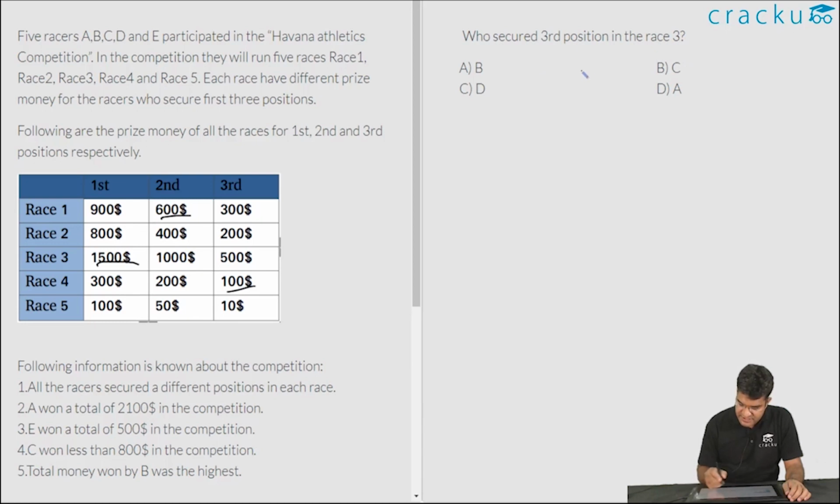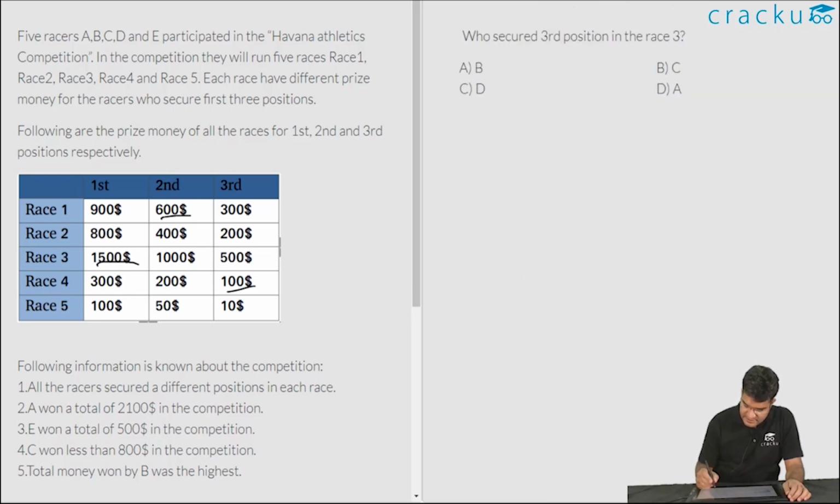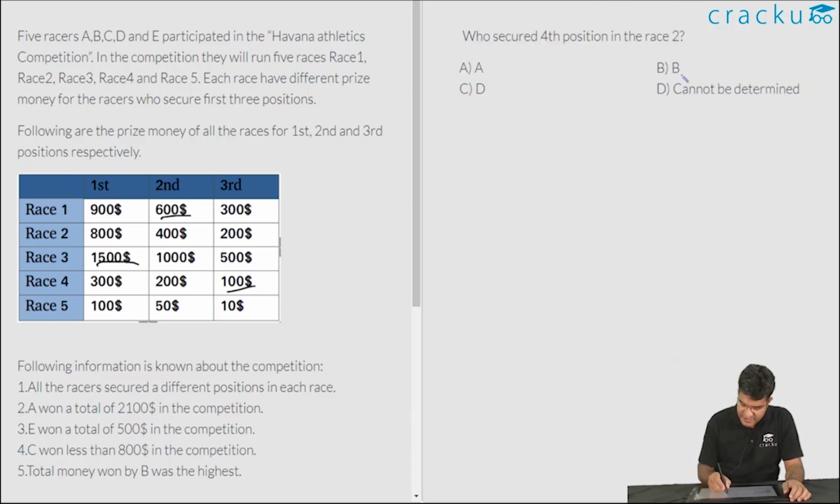Who secured 3rd position in race 3? This is race 3, it is D. So the correct answer will be D. Who secured 4th position in race 2? This is race 2, this has to be the 4th position. Here we don't know who has secured the 4th position. We do know that it is either B or D, because the first 3 positions have been secured by A, C, E, but we can't say for sure which. So it can be either B or D. So the answer is cannot be determined.